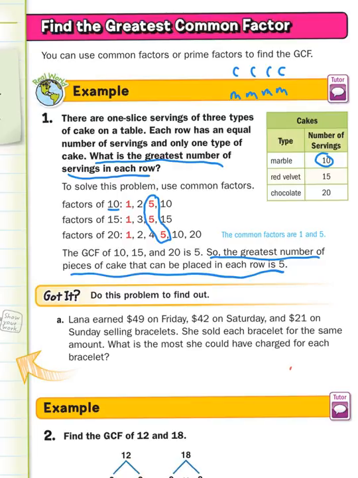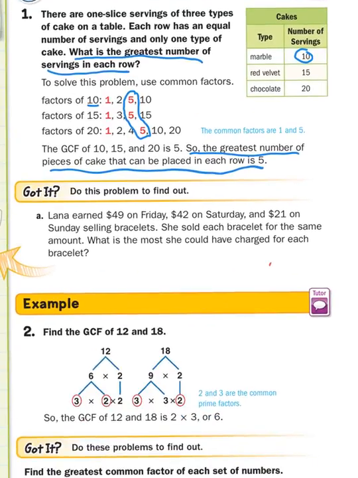Now, A, we're going to read together, and then you're going to try it that way. So in A, it says, Lana earned $49 on Friday, $42 on Saturday, and $21 on Sunday selling bracelets. She sold each bracelet for the same amount. What is the most she could have charged for each bracelet? So if she sold that much on those days, and each bracelet was the same amount, we're looking for the biggest number that goes into 49, 42, and 21, or the greatest common factor. So I'm going to start you off with 49.